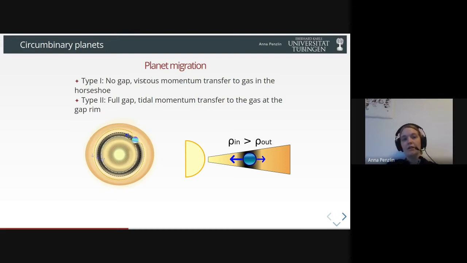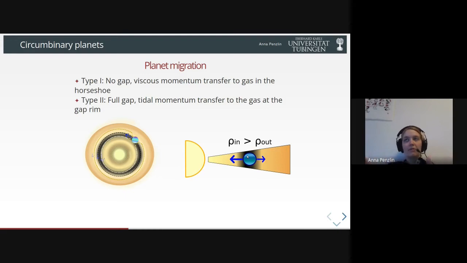We have type 1 migration, where you have a planet that is not quite able to open a gap and then just creates a spiral epicyclic wake that will transfer angular momentum, which will lead to an inwards migration of type 1. So you could stop this migration by not having gas anymore in the vicinity of the planet, for example. And then there's type 2 migration, where you have a planet that is so heavy that it clears out a full gap.